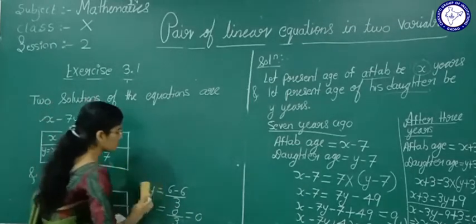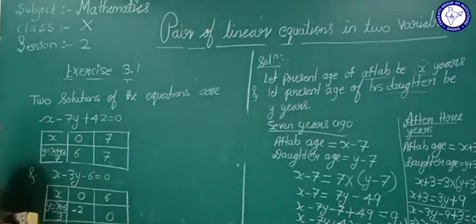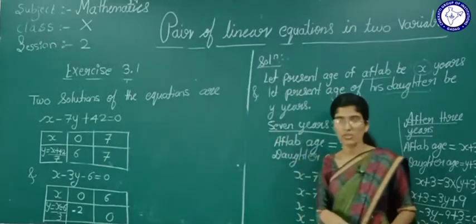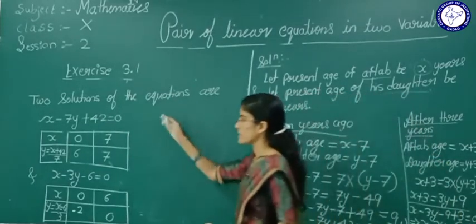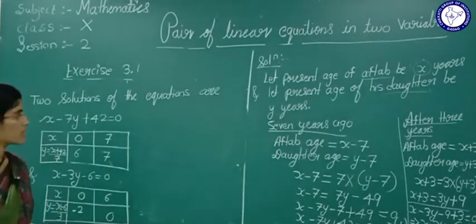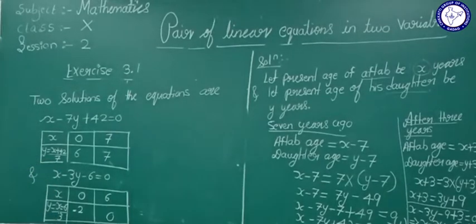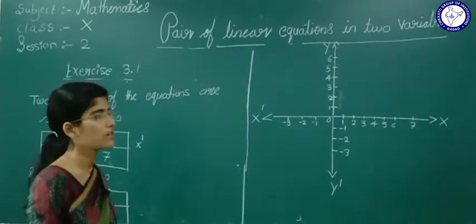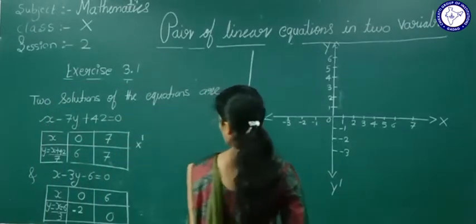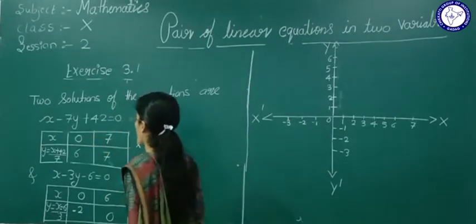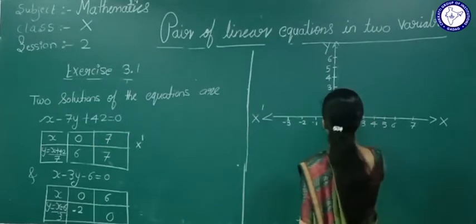Now we have found the solution of linear equations 1 and 2 algebraically. Now we will represent it in a graph. We have done it algebraically, now we will do it graphically. When x value is 0, y will be 6. So the point is (0, 6).